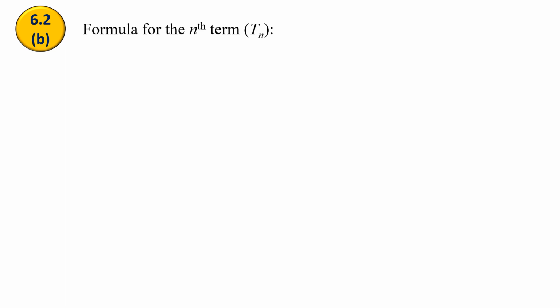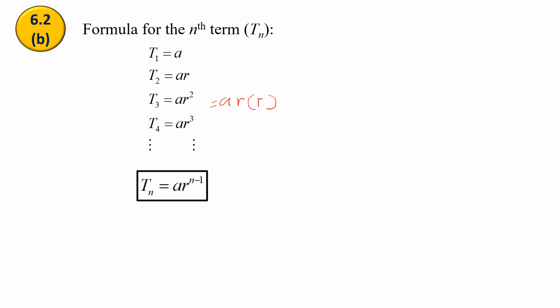Formula for the nth term, Tn. Let A be the first term. Then to get the next term is the previous term multiplied by the common ratio. Therefore, T2 we get AR. Look at T3. To get T3 is the previous term AR multiplied by R, then we get AR square. So, the general formula for Tn is AR to the power of n minus 1.